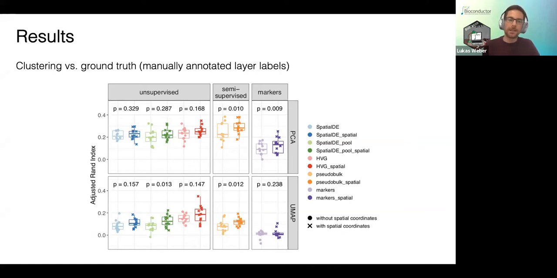We found in the end that including the spatial coordinates slightly improved the clustering performance. So here we're showing the adjusted Rand index from the known clusters. Each point is one of the 12 samples in the data set. Each set of colors is showing with and without the spatial coordinates included. Unsupervised work on the left. Using the spatial DE genes did not improve performance very much compared to the highly variable genes. We're working on that.